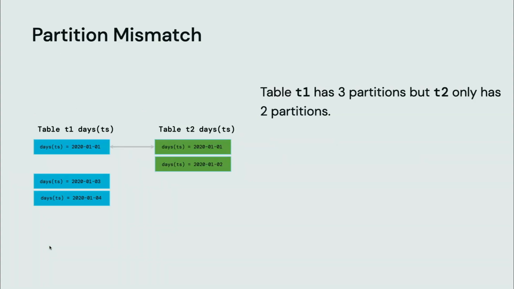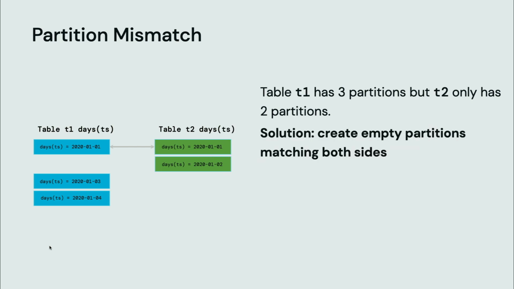The first case is partition mismatch. As you can see in this example, on the left-hand side we have 3 partitions, and on the right-hand side 2 partitions. Can we still use storage-partitioned join? The answer is yes, and the solution is pretty simple. We can create empty partitions to make both sides match: 1 empty partition on the left and 2 on the right. Then they match again, and you can trigger SPJ to remove shuffle.